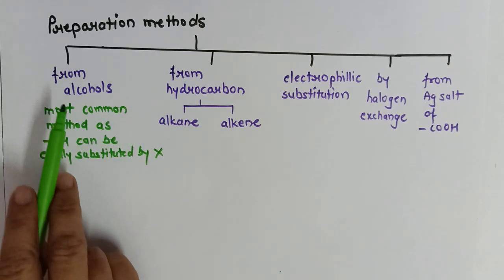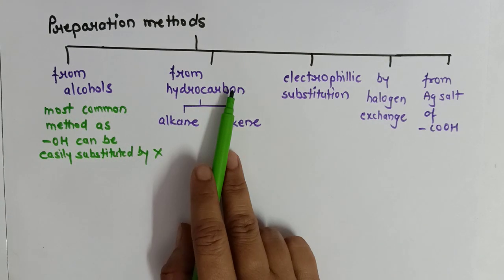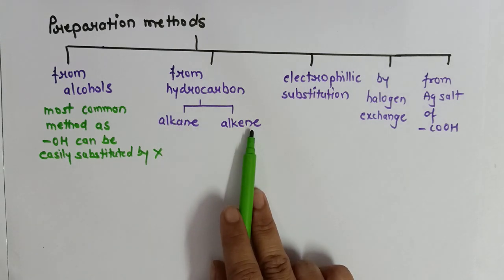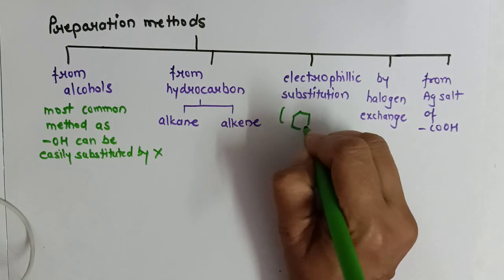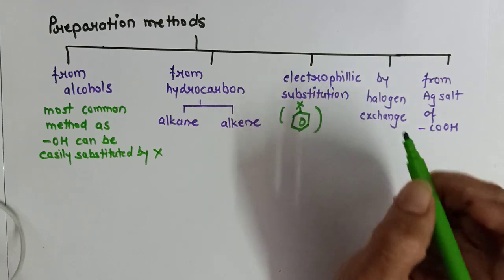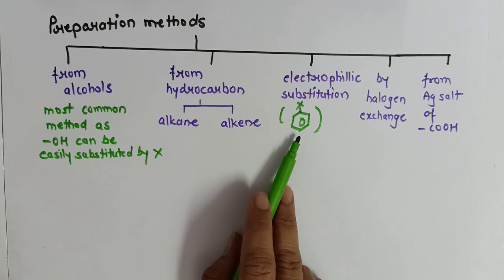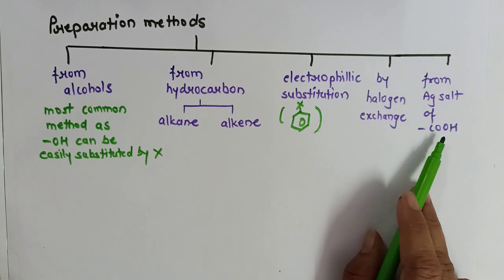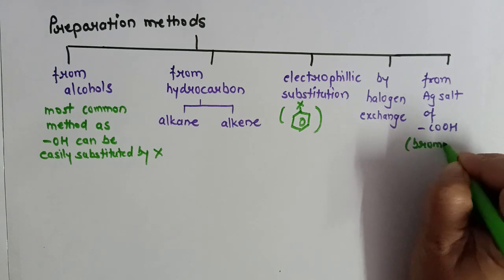So we'll have plenty of equations in the method of preparation of haloalkanes from alcohols. Then next is from hydrocarbon. From hydrocarbon we have methods like preparation of haloalkanes from alkane or from alkene. Electrophilic substitution method. This method is generally used for haloarenes. Haloarenes means when the benzene is directly attached to the halogen. So this we are going to discuss in our next part of the videos. By halogen exchange method, and the last is from silver salt of carboxylic acid. This one is generally used for bromide salts.